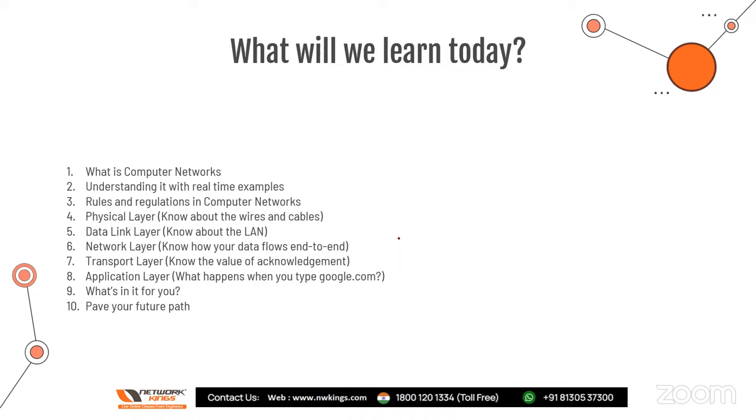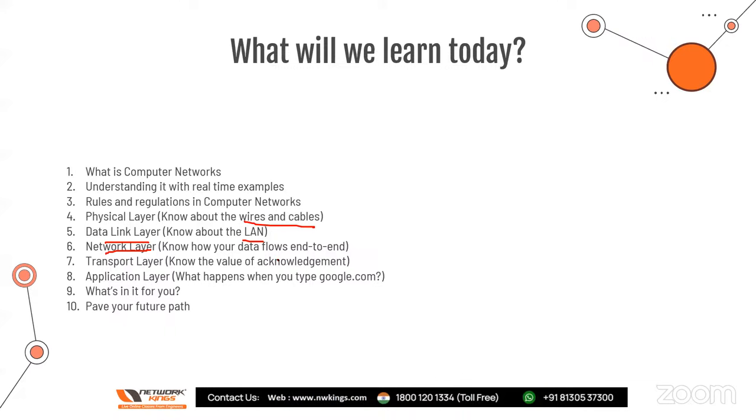The first layer is what we call the physical layer, where we mostly study wires and cables. After that, we go to a layer called the data link layer, and we study LAN, and not just LAN but things related to LAN: how LAN is controlled, how devices talk to each other in a LAN, all those things. Then we move to the network layer.